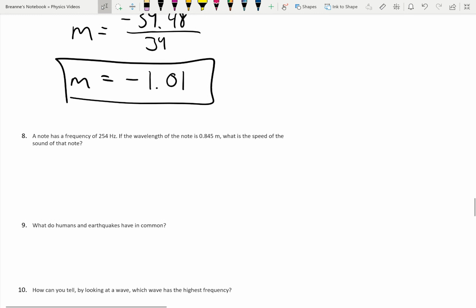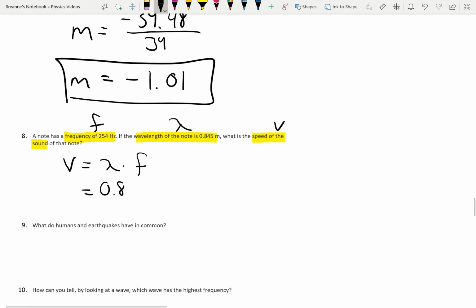Number 8. A note has a frequency of 254 hertz. If the wavelength of the note is 0.845 meters, what is the speed of sound of that note? So on your calculations, hopefully you know that velocity equals wavelength times frequency. We're given frequency and wavelength, and we're looking for speed of sound, so this is f, lambda, and we're looking for v.